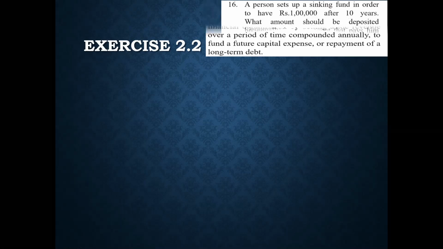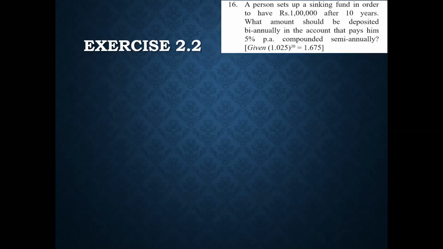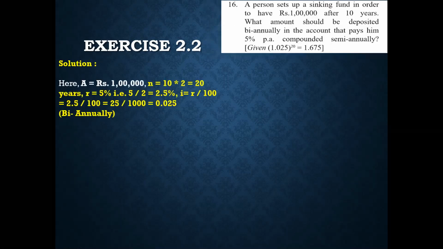All right. So we come back again to the sum. तो यहाँ पे we can say A is 1 lakh because 10 साल बाद की बात हो रही है. So here, as you can see, I have highlighted the color yellow. N is equal to 10 into 2, 20 years. Rate was 5%. So 5 divided by 2, 2.5%. So I is 2.5 divided by 100. On removing the decimal, I get 25 by 1000, which is 0.025.